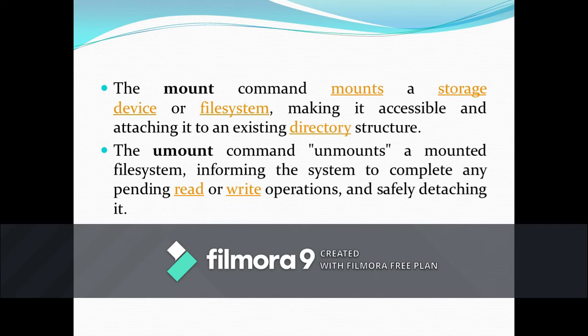The umount command is just the reverse of mount, means it is used to unmount a mounted file system. Means if we have attached a directory with the file system, and for detaching it from that file system, we have to use umount command. So it is used for informing the system to complete any pending read or write operations and safely detaching it from the file system.